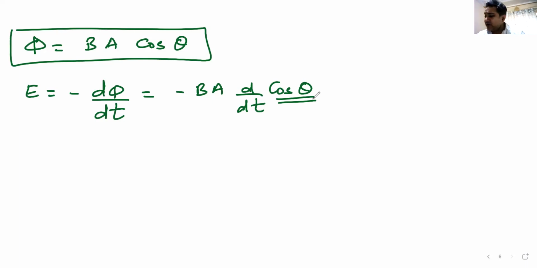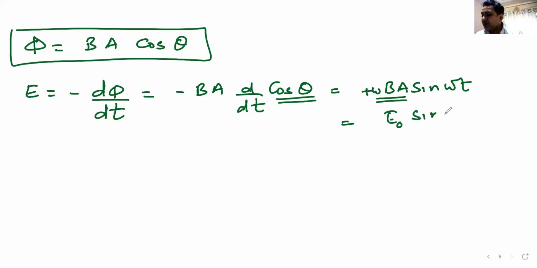So this is how you get AC current. The derivative of cos theta is sin theta, right? So you get plus BA times the derivative of cos theta, sin theta, and theta is omega t, so sin omega t multiplied by omega. This BA omega becomes your E naught. So E becomes E naught sin omega t. That becomes your AC current, which is the next chapter. Are you getting my point?